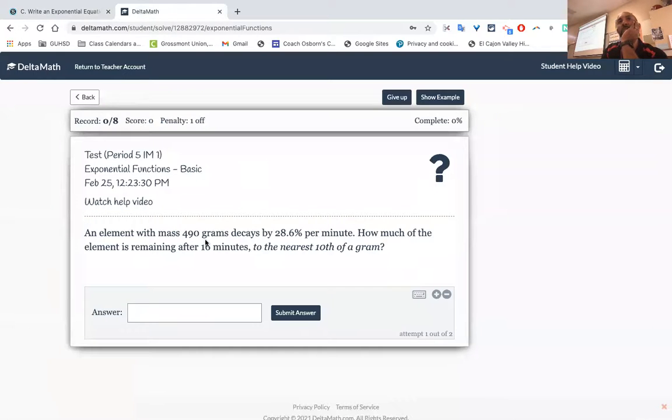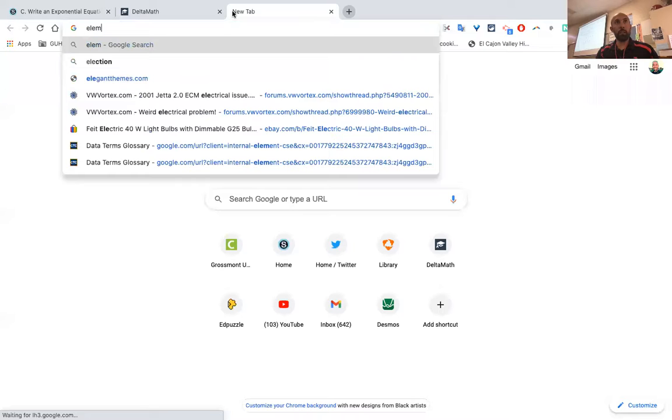And this one, you're given a situation, okay? Now, there's a few things you gotta really pay attention to here. First of all, figuring out what you're starting with, what's the rate, how much time, because time is gonna be a number you're gonna plug in. And then the fourth thing is we gotta pay attention to what it is asking us to round to, because there's different types of rounding for every situation. All right, so let's look at this one first. It says an element with a mass of 490 grams decays by 28.6% per minute. Now, what are we talking about? We're talking about elements.